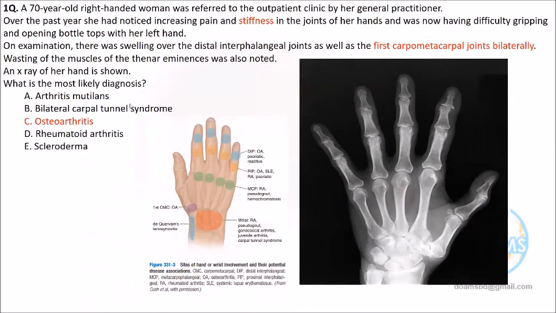So this is the osteoarthritis. Osteoarthritis. Who will read, please? Just to learn. Read it, Dr. Sama.